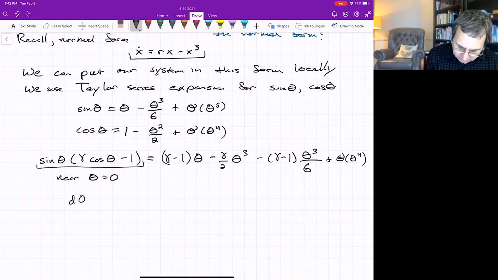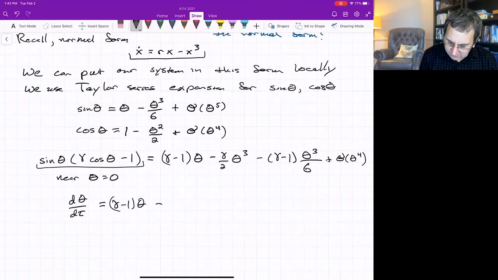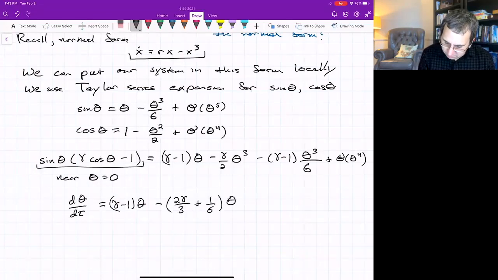This was f of theta. So we've got d theta d tau equals, and now let's collect terms. We got gamma minus 1 times theta minus 2 gamma over 3 plus 1/6 theta to the third. And we just ignore everything else. So we say this is for small theta.